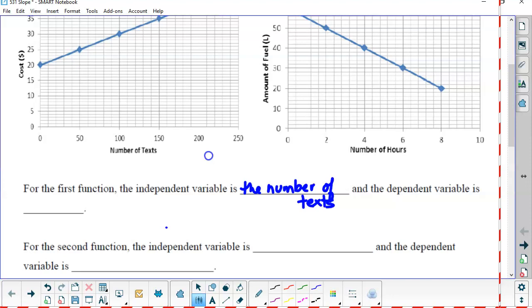Dependent variable is the cost. That cost depends on how many texts you sent. Second function, so that's the amount of fuel, number of hours, so you can see that it's decreasing. That would be the amount of fuel in a gas tank as you're using fuel in your car, okay? So the independent is the number of hours, and the dependent variable is the amount of fuel, I would say, in the tank.